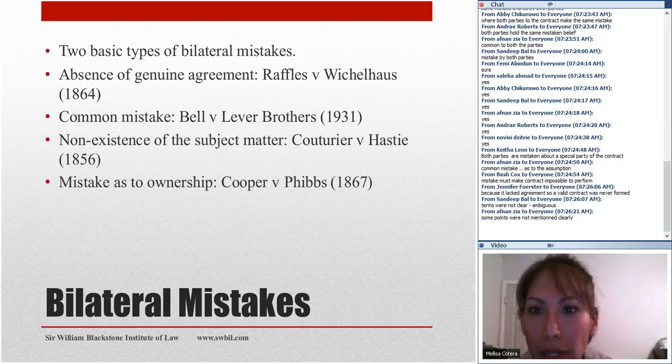Thanks. Terms were not clear, ambiguous, okay. So, as I mentioned, when a contract lacks consent, it is said that the contract is void from the beginning. And this is based on the theory of contract, that a contract exists because of the agreement of the parties. In this case, in Bell, can somebody tell me briefly what the facts are in this case? What happened in this case?